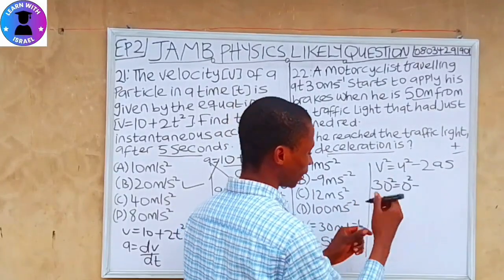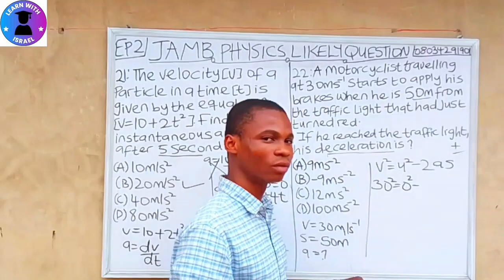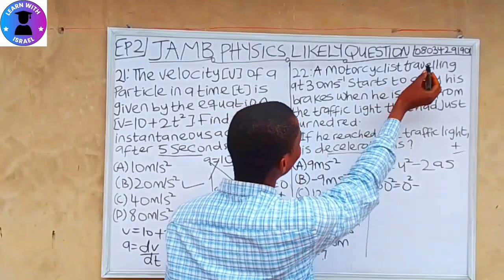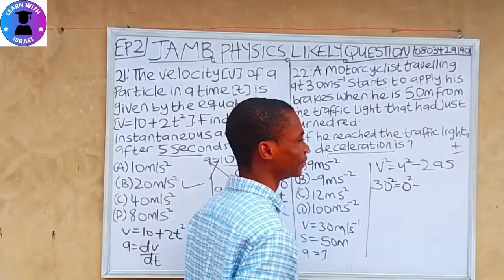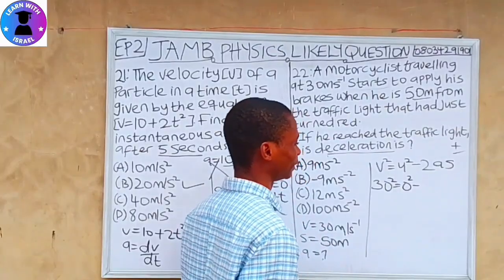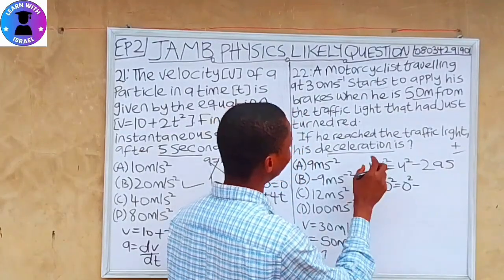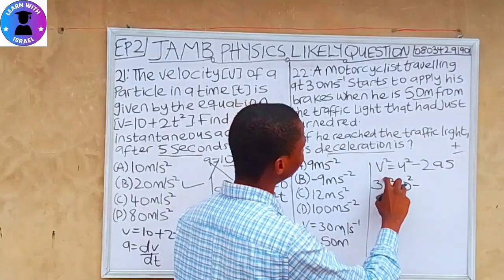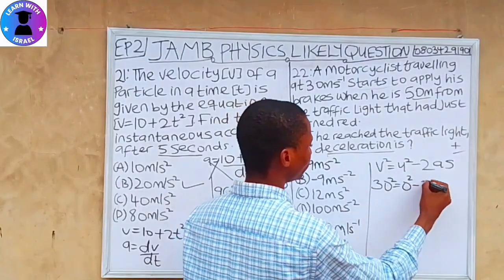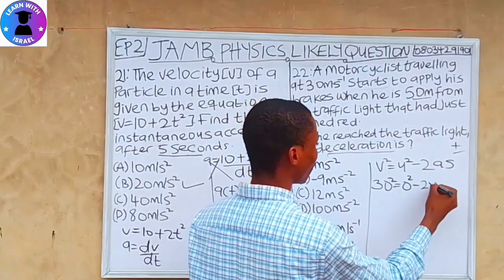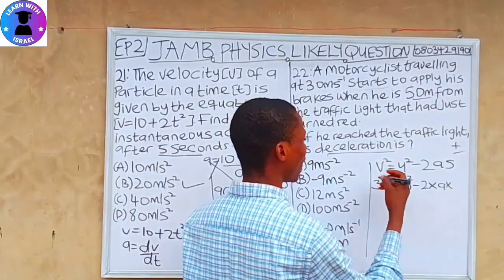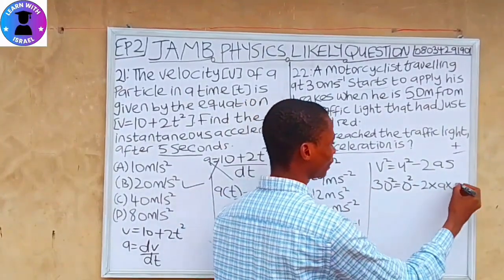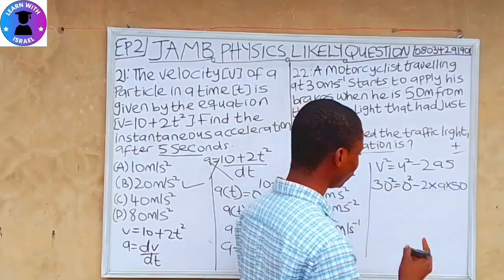Do you know why our initial velocity is 0? Because it says a motorcyclist traveling at 30, starting from rest, it starts. So our initial velocity is 0, while our final velocity is 30. Then we have minus 2 multiplied by what's our acceleration? Our acceleration is unknown. Multiplied by our meter, and our meter is 50.